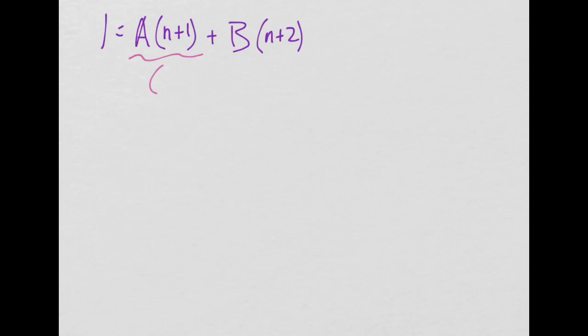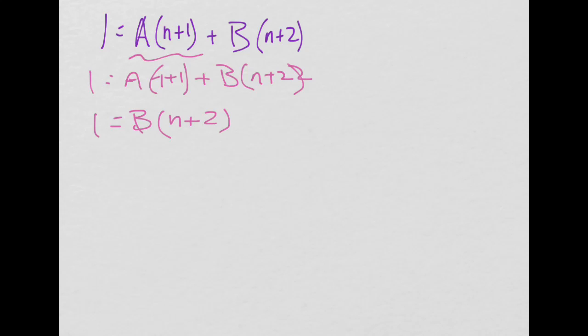Well, if n is negative 1, then we're going to get negative 1 plus 1 equals 0. And so that whole term is going to cancel out. It's going to disappear. And so we're going to be left with 1 equals, well, negative 1 plus 1 is 0. A times 0 is 0. So we're just left with b times n plus 2. And when I say n plus 2, what I really mean is negative 1 plus 2, because you have to substitute that n value in wherever you see an n. So I should have put it right there too, but I forgot.